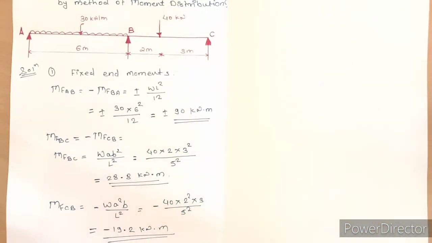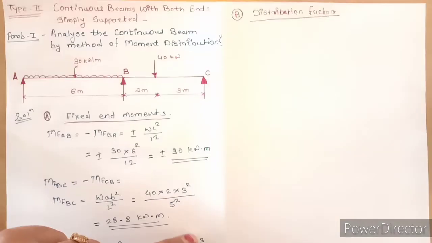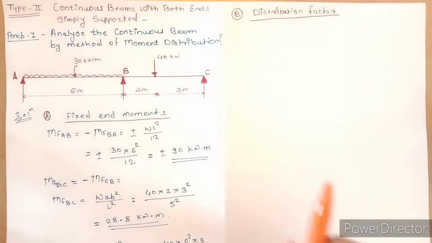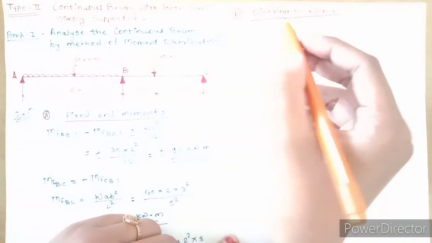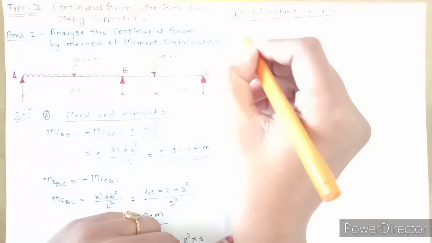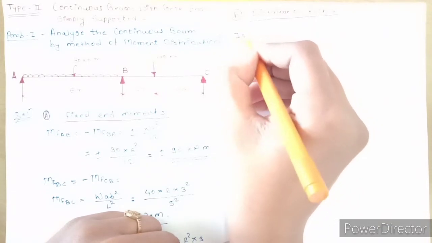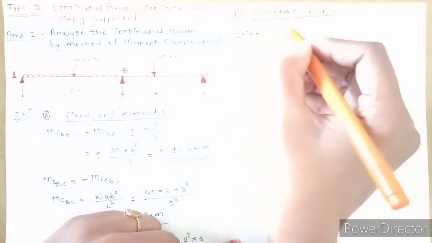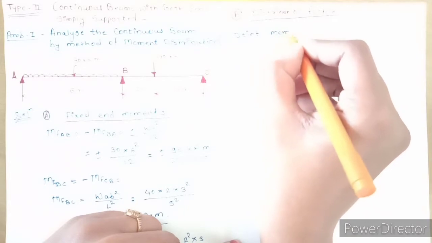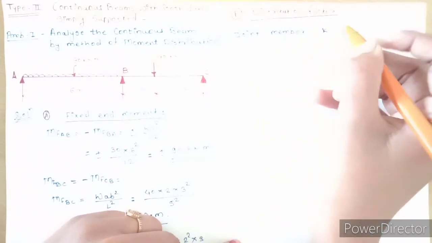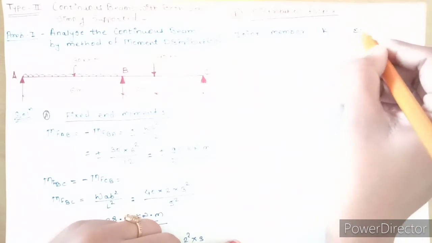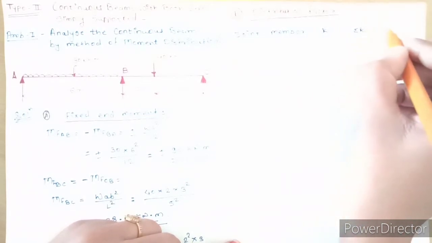Then next, step number two, to find the distribution factor. For finding the distribution factor, we draw a distribution table. The first column is joint, then member, K meaning relative stiffness, then summation of K, that is total stiffness, and last is the distribution factor.